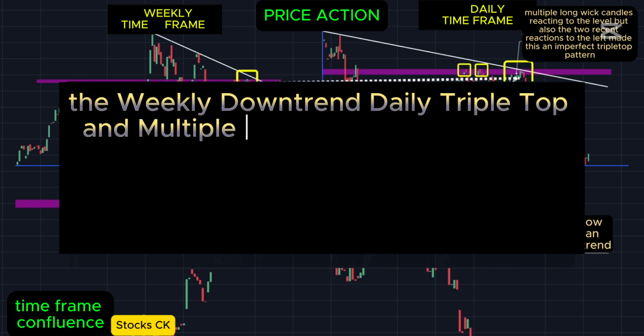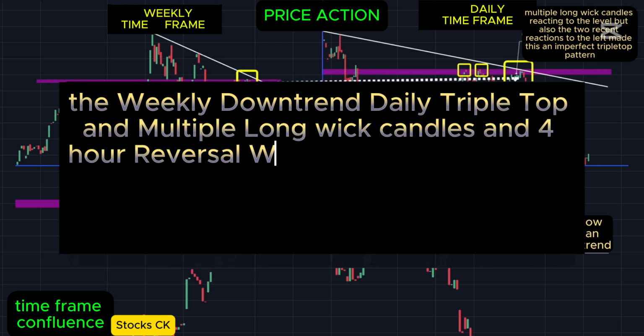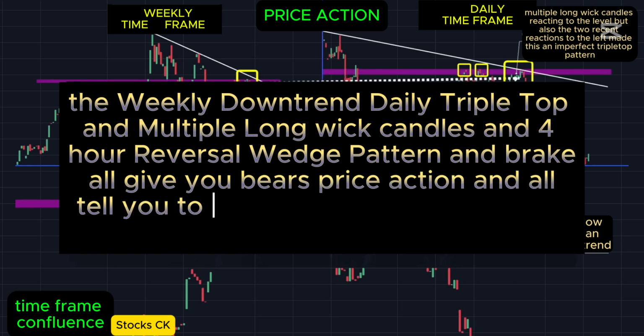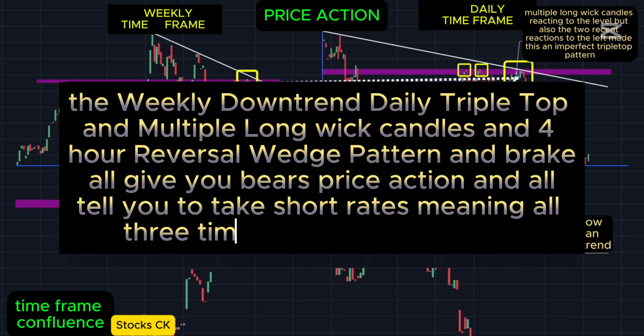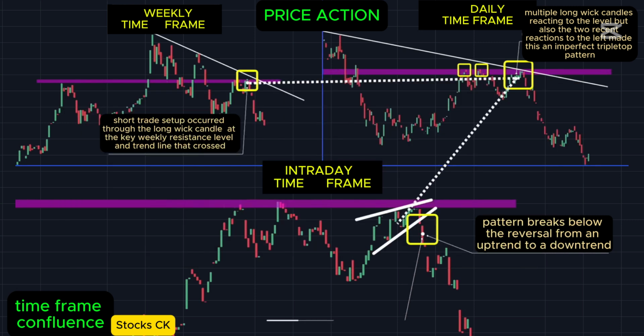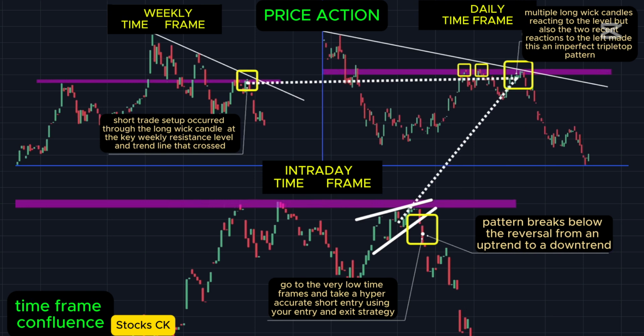The weekly downtrend, daily triple top and multiple long wick candles, and 4-hour reversal wedge pattern and break all give you bearish price action and all tell you to take short trades, meaning all three time frames are confluent. You would then go to the very low time frames and take a hyper accurate short entry using our entry and exit strategy. So moving on.